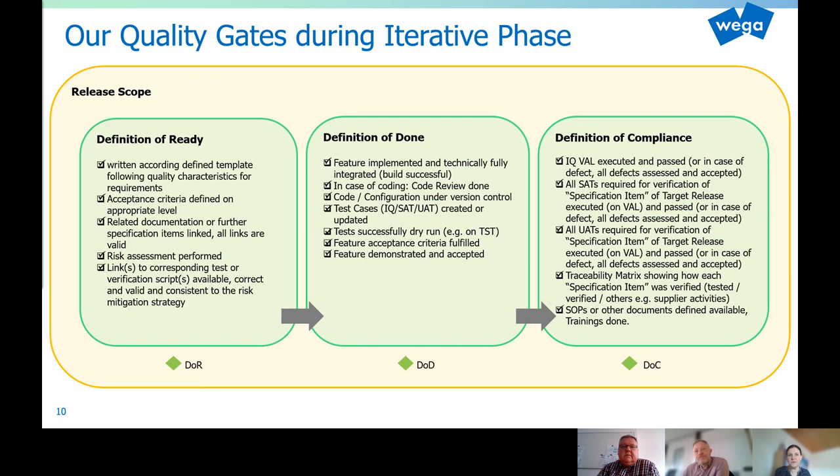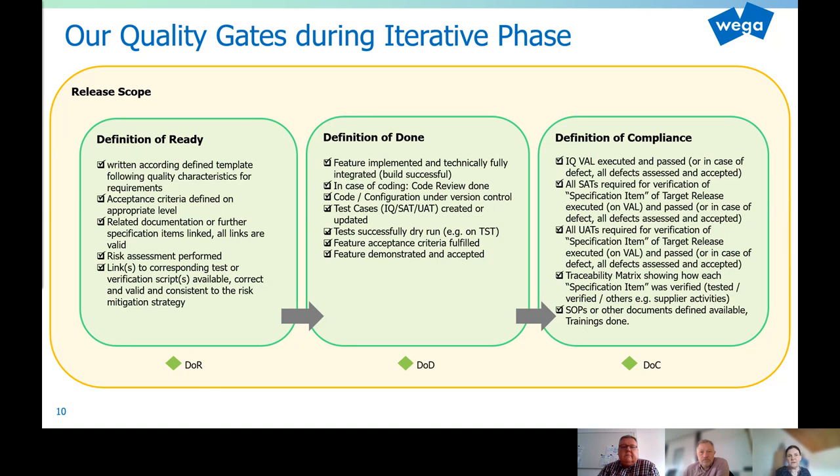So the definition of ready is the first gate, which closes the specification and design activities. The transition to approved is required for each user story, independently of whether it's a user requirement, a functional specification, or a configuration specification. So the purpose of this gate is to ensure that the specification item is written following quality characteristics for requirements, that the acceptance criteria are defined, risk assessment is performed, and links to related documentation of other specifications, or links to corresponding tests and/or verification scripts are available, correct and valid.